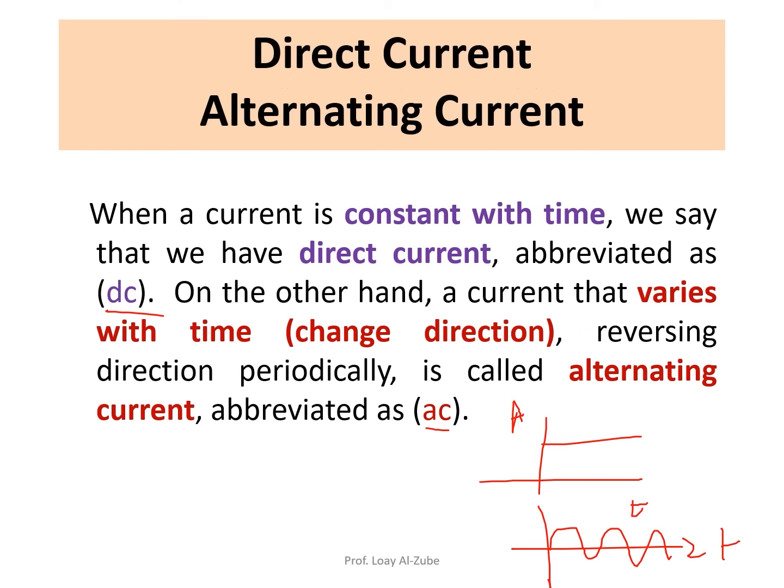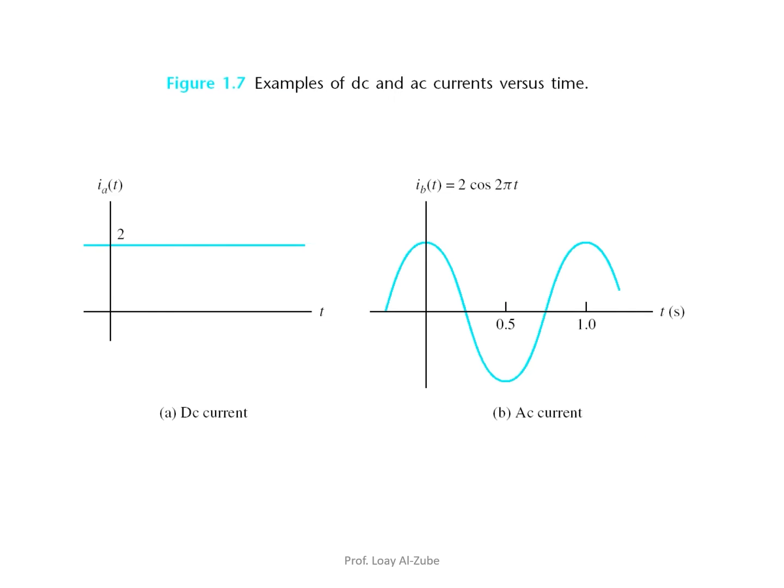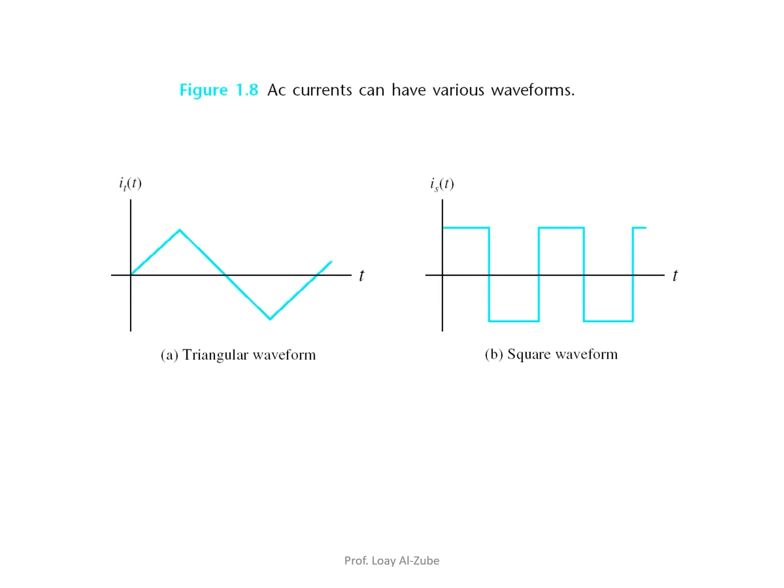This is a schematic representation. See, if it's 2 amperes here constantly, that's DC. If it's changing as a sinusoidal, that's an AC. And when we study signals and systems, we're going to learn more about the analysis of alternating currents and voltages. Here, I just want you to know this. You've seen this. We have triangular waveforms, correct? And we have square waveforms.